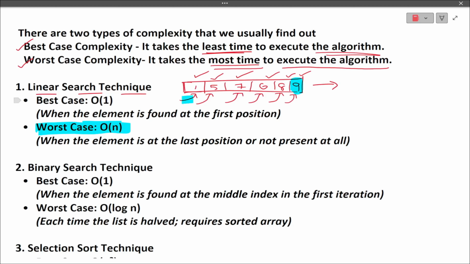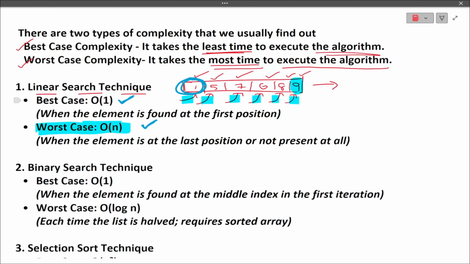This is once, this is second, this is third, fourth, fifth, sixth, and it will run till n. That is why my worst case is n here. Now what is the best case? If my number is present at the first place, that is the only time when my algorithm will execute for the very least time. That's why I have considered my omega to be omega 1.